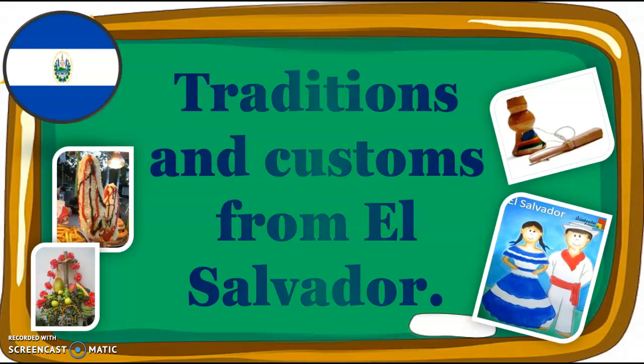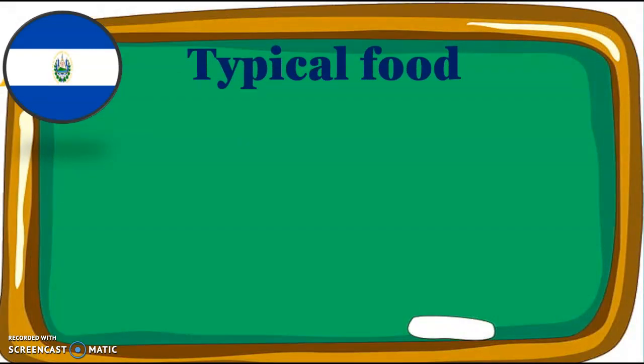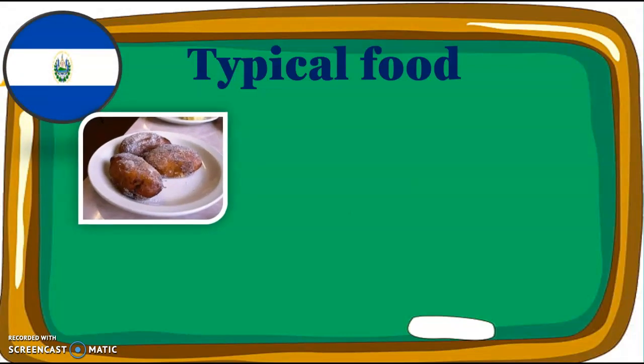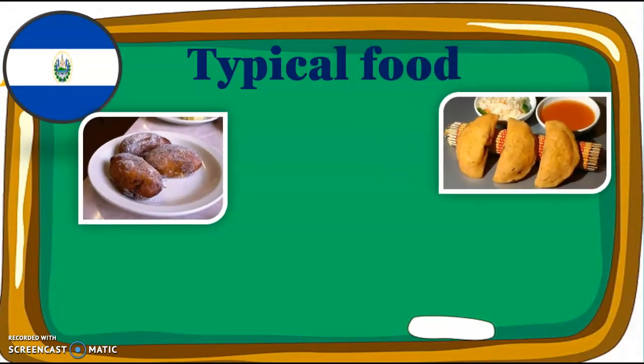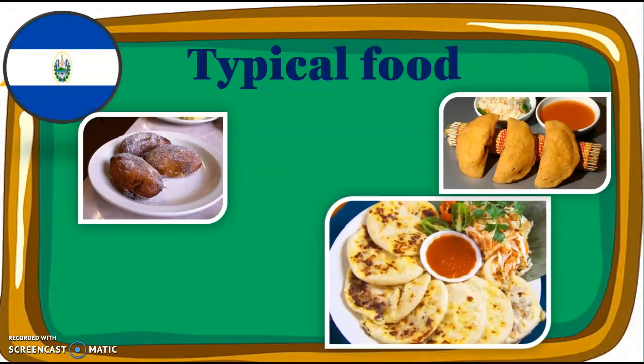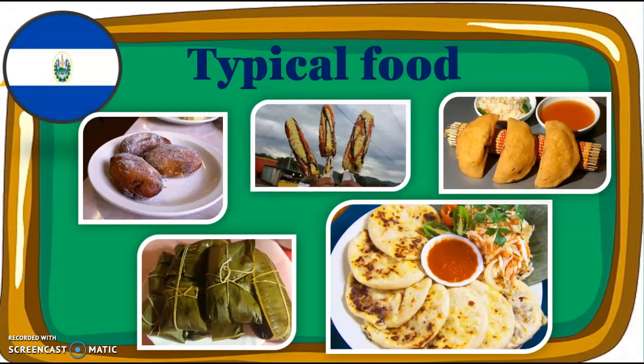Great. Our first vocabulary word is typical food. Please repeat with me. Typical food. Some examples of typical food are empanadas, pastelitos, pupusas, tamales, and our delicious elotes locos.